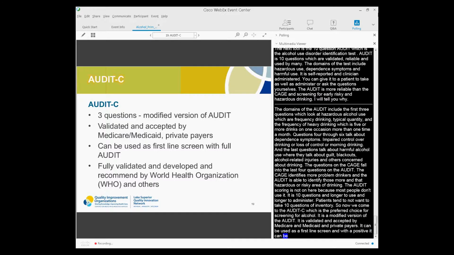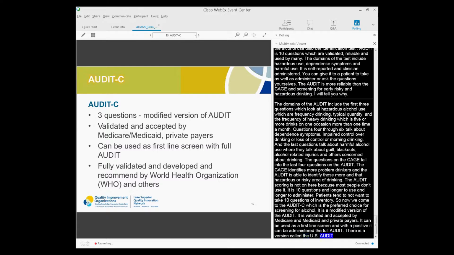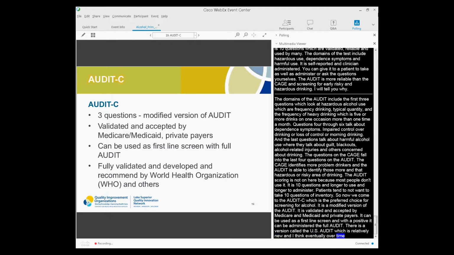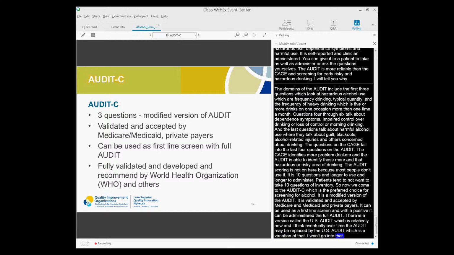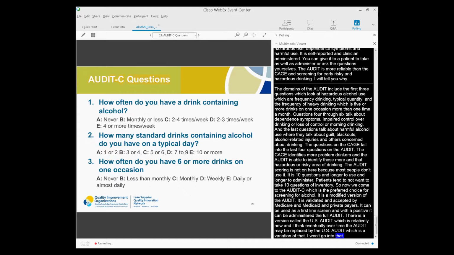There is a version called the U.S. AUDIT, which is relatively new, and I think eventually over time the AUDIT may be replaced by the U.S. AUDIT, which is a variation on that, but I'm not going to go into that. The U.S. AUDIT is a version of the AUDIT-C. I think there's just a slight difference in how they ask the question. So this is a fully validated tool. It was developed and recommended by the World Health Organization.